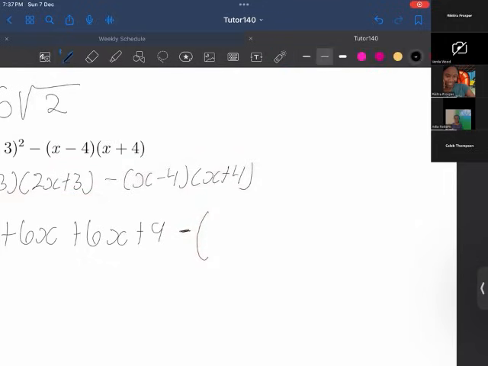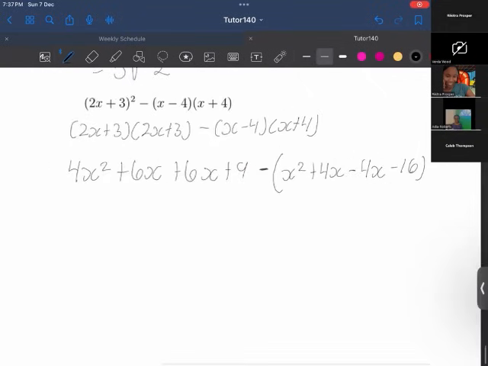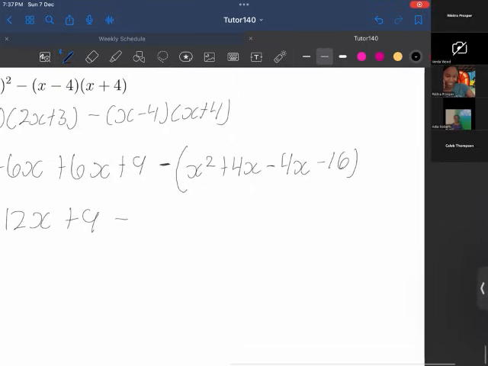x times x is x squared. And then x times 4 is 4x. Minus 4 times x is minus 4x. And then negative 4 times positive 4, that's negative 16. So let me simplify this. It's 4x squared plus 12x plus 9 minus x squared. These cancel out. Minus 16.